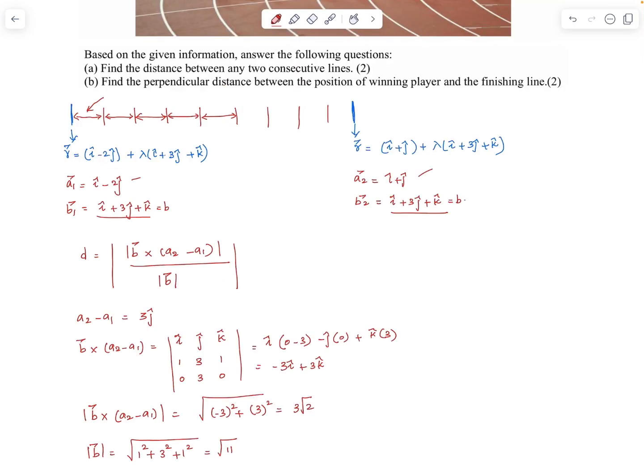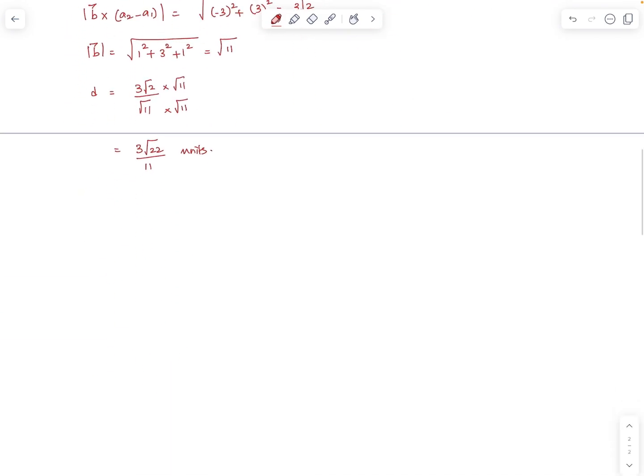Between the two extreme lines, we have 9 tracks. So this total distance has to be divided by 9. Distance between two consecutive lines is 1 upon 9 times 3 root 22 by 11, which is root 22 upon 33 units.